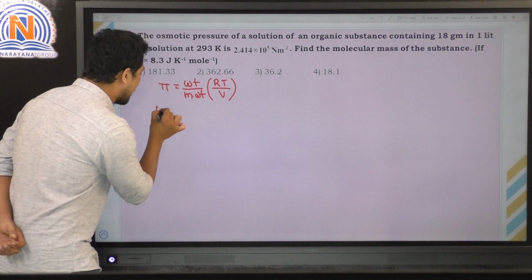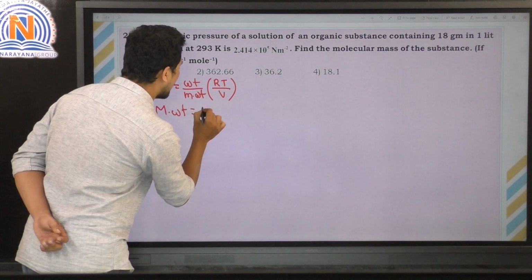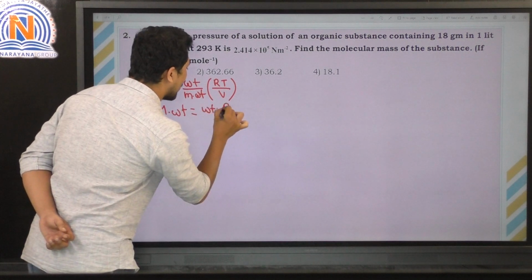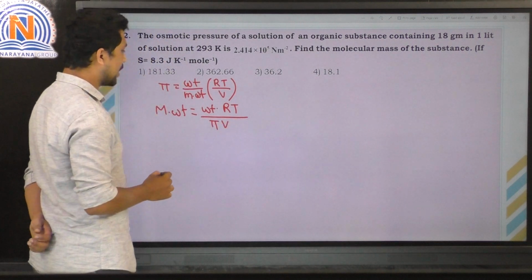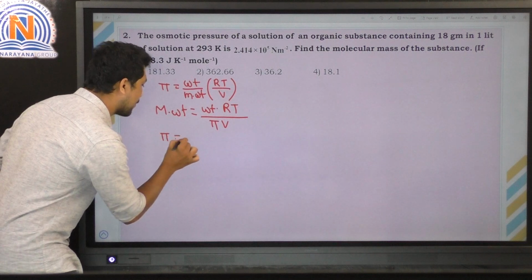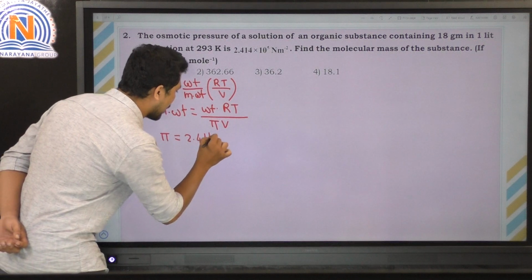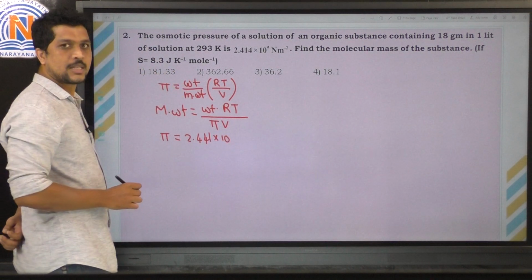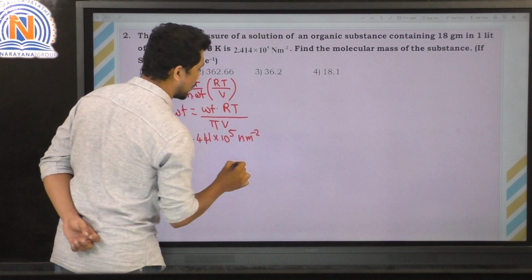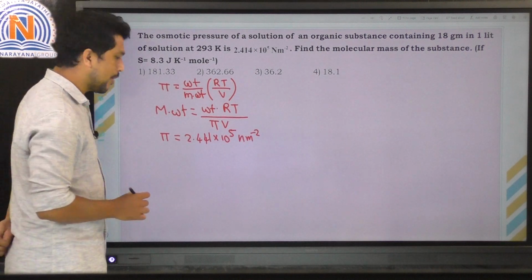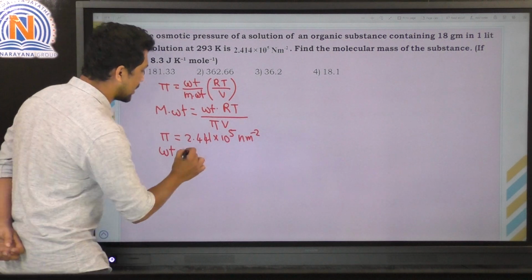Then molecular weight MWT equal to weight of substance into RT by pi into V, right? What is the pi value here? The osmotic pressure is 2.414 into 10 power 5 Newton per meter square, right? And what is the weight of the substance? Weight of the substance is 18 grams.